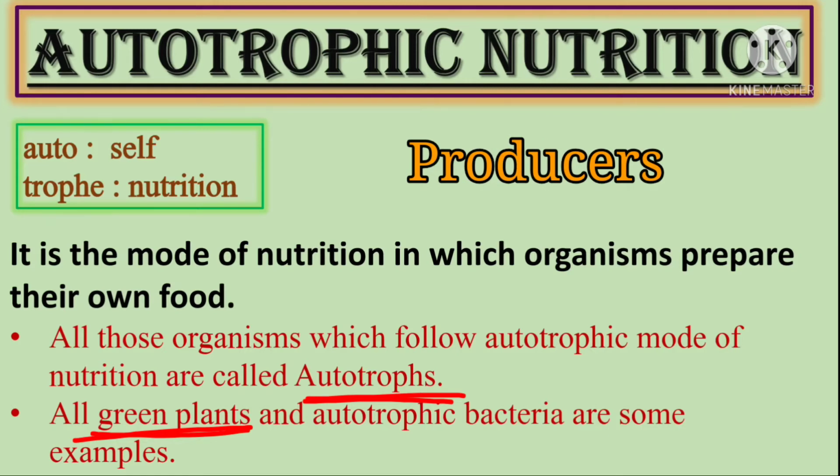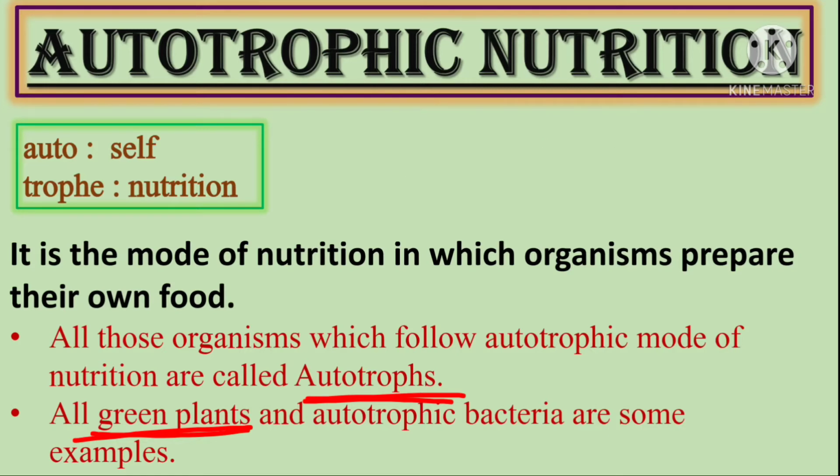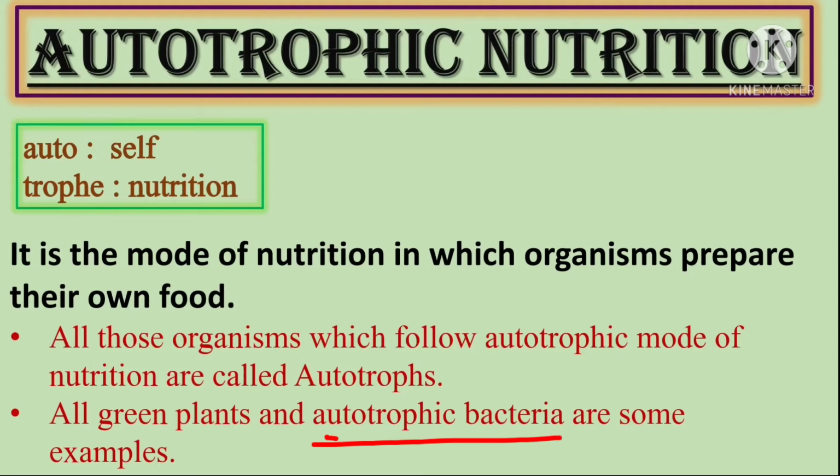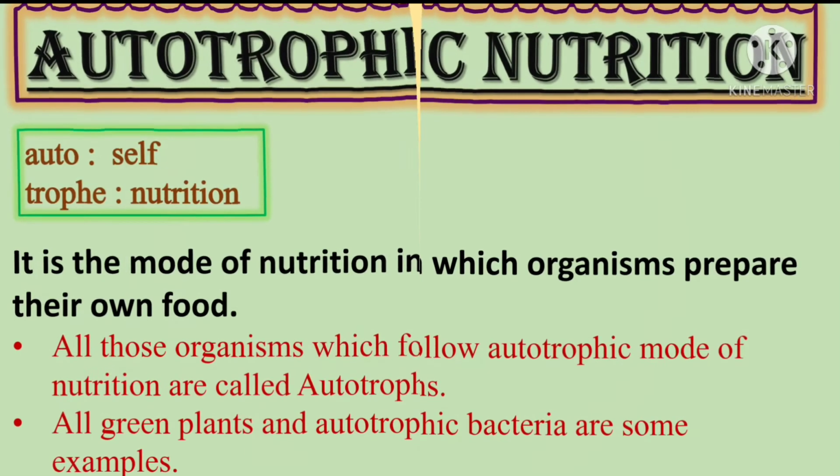Producers are those living organisms who have the ability to produce their own food. And we know that green plants follow the autotrophic mode of nutrition, that is, they are the only living beings of this earth who have the ability to prepare their own food. Other than green plants, my dear students, there are some autotrophic bacteria which also fall in the category of autotrophic organisms.